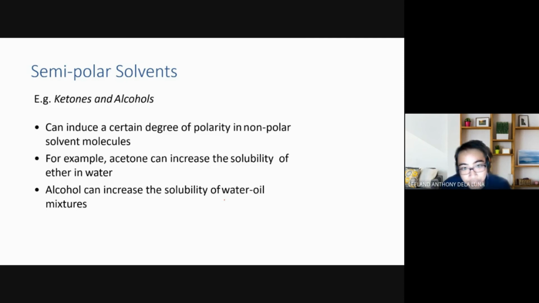Okay, so it can induce a certain degree of polarity in non-polar solvent molecules. For example, acetone can increase the solubility of ether in water, or alcohol can increase the solubility of water-oil mixtures. Okay? So, kumbaga kasi alcohol, it lies somewhere in between. Okay? It's a semi-polar. Right? Semi lang siya. Very good.